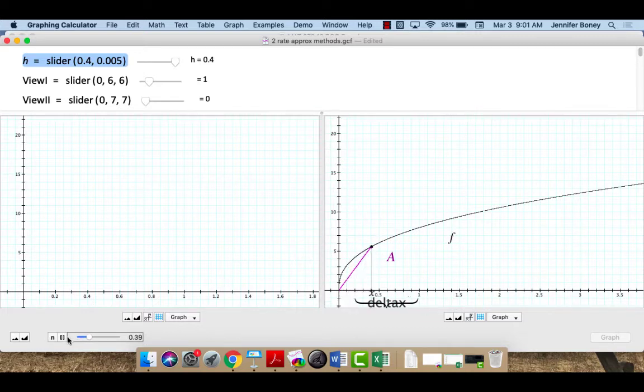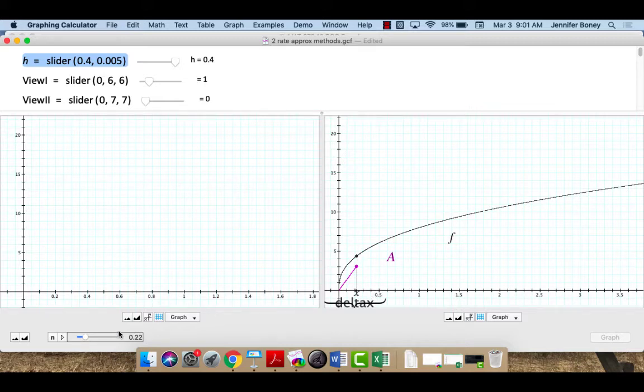So let me pause this for a second. I have a small value of x. This first one, I have set to have intervals of width 0.4. And so for all x values between 0 and 0.4, what I'd be doing is trying to make an approximate accumulation function that has one constant rate of change throughout.